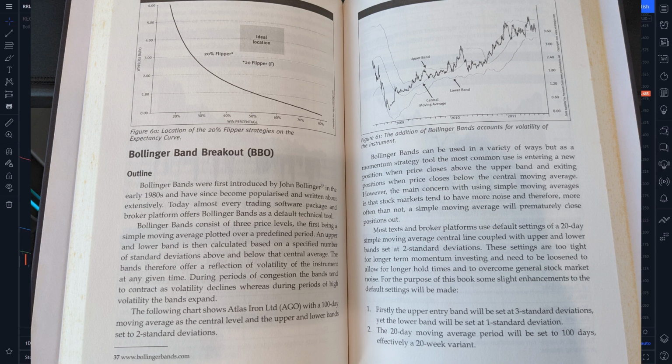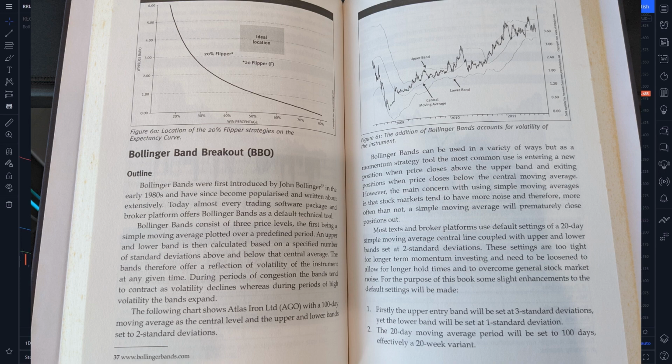Most text and broker platforms use default settings of a 20-day simple moving average, central line, or middle line, coupled with upper and lower bands set at 2 standard deviations. Nick believes that these settings are too tight for longer-term momentum investing and need to be loosened to allow for longer hold times and to overcome general stock market noise. So for the purposes of this book, and therefore this lesson, he says some slight enhancements to the default settings will be made. Number 1.